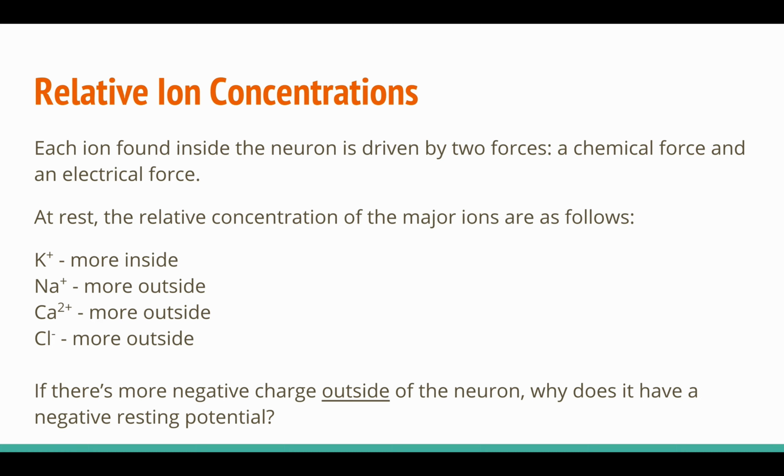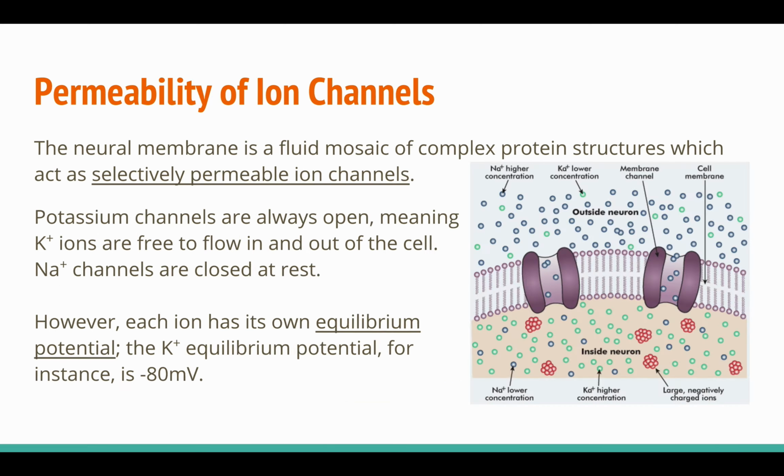Remember that the transmembrane voltage of a neuron at rest is about negative 70 millivolts, which seems odd since there are more positive ions concentrated outside of the cell. Shouldn't we expect the transmembrane voltage to be positive? Well, not necessarily. Although neurons are driven by an electrical force, based on the charge of the inside of the cell, they're also driven by a chemical force, which has to do with the concentrations of the specific ions inside and outside of the cell.